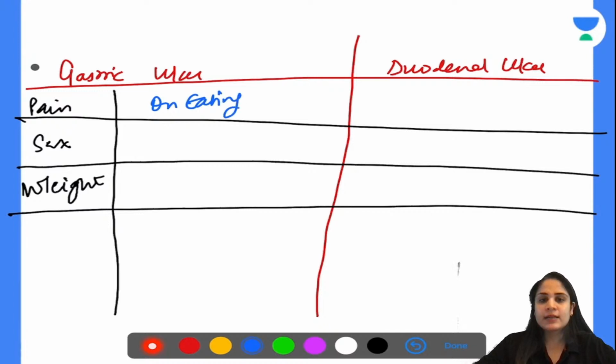So, if on eating you get pain, that means the person will be very scared to eat because he will be scared that he'll get the pain. So, he'll eat less. So, because of that, he will get weight loss.